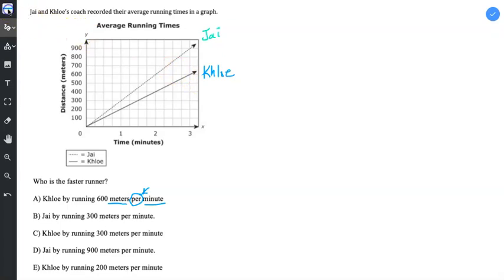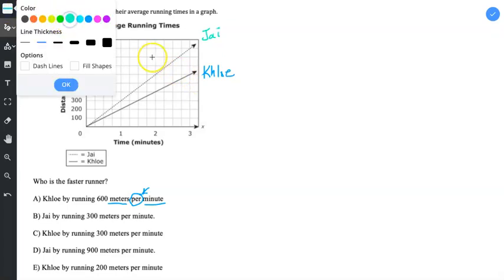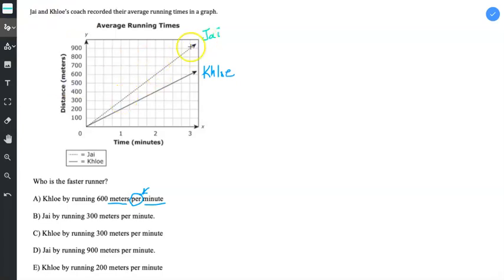So I'm going to start with looking at Jai's line and figuring out his unit rate. So I'm going to follow this along until I see a point that I like. And by a point that I like, I mean a point where the grid lines cross. Now this point, right here, I see that the grid lines perfectly cross at this point. So I'm going to use this point. So I'll draw a line down to the x-axis, and my x is 2. And then I'll draw a line over to the y-axis, and my y is 600.